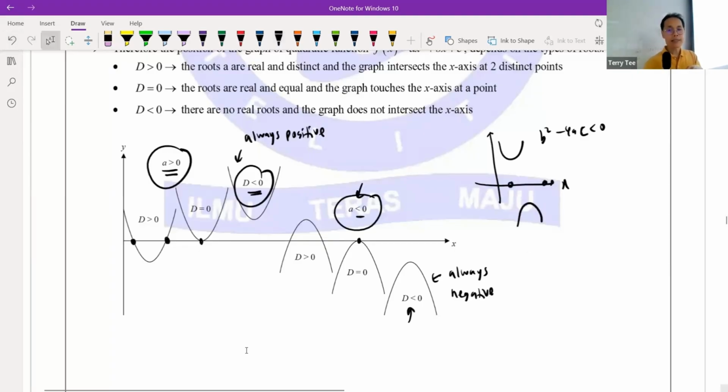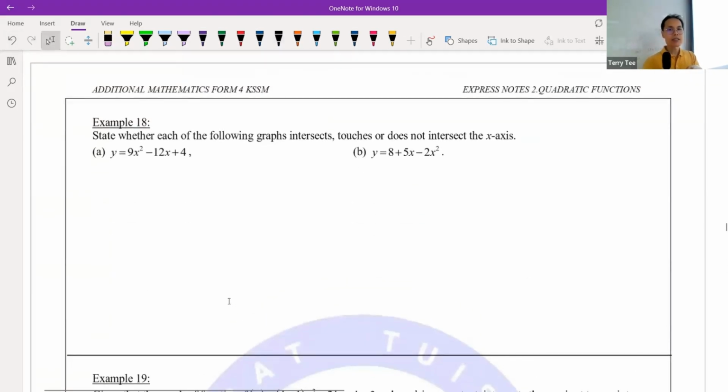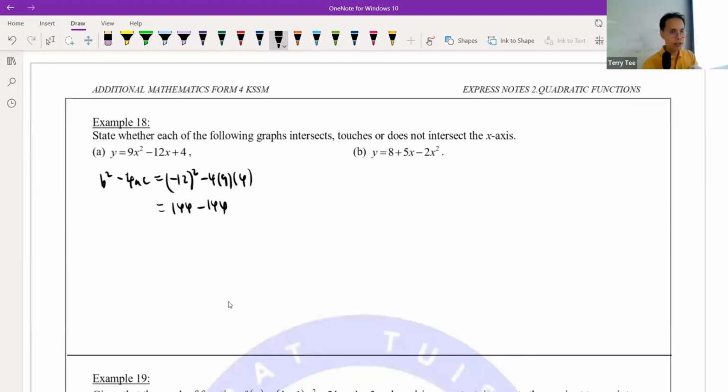Okay, now let's look at one example. Very simple. State whether this graph touches, intersects, or does not intersect the x-axis. We do b squared minus 4ac. Your b is negative 12. I square it. Your a is 9. Your c is 4. So 144 minus 144, this is 0. So we say it touches at 1 point, right? No, you're not supposed to solve it. You're supposed to determine whether this graph touches the x-axis or intersects the x-axis.